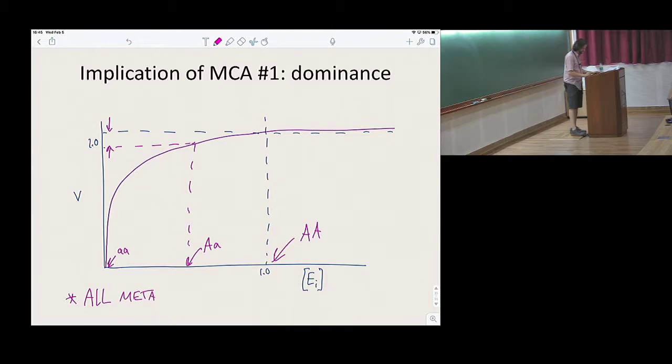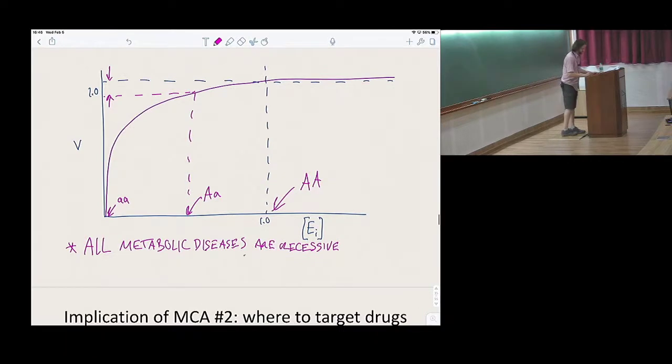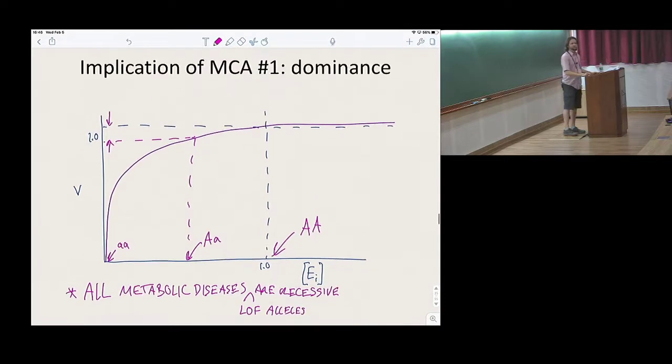And indeed, it's essentially a true statement to even be this absolute, that all metabolic diseases are recessive, all of those that affect enzymes in this sort of way, unless it's some sort of bizarre dominant negative that does something wild and wacky that's different. But if it's a loss of function, which are most of them, loss of function alleles are going to be recessive. Sound good?